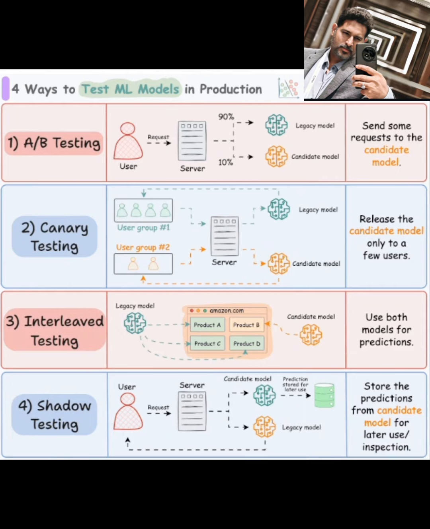Finally, we have shadow testing. This is a non-user-facing testing method. Here, all user requests are still served by the legacy model in production. However, the candidate model also receives the same requests in the background and generates its own predictions. These predictions from the candidate model are stored for later use and inspection. This allows you to evaluate the candidate model's performance on real-world data without any risk of impacting the actual user experience. You can then analyze these shadow predictions to identify potential issues or confirm the candidate model's superiority before you actually switch over. So, to quickly recap.